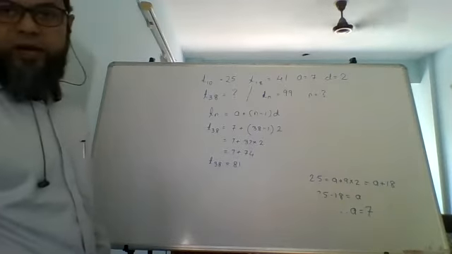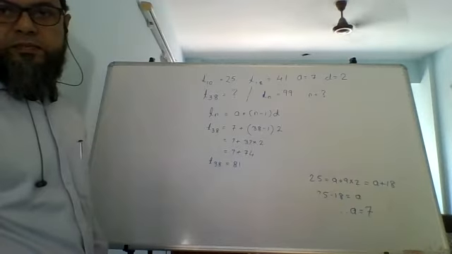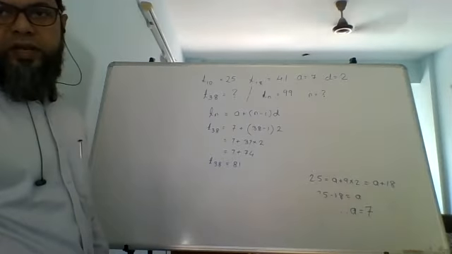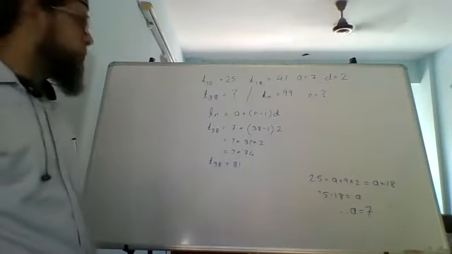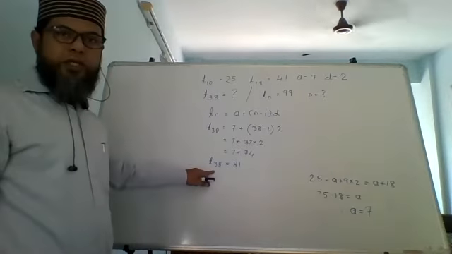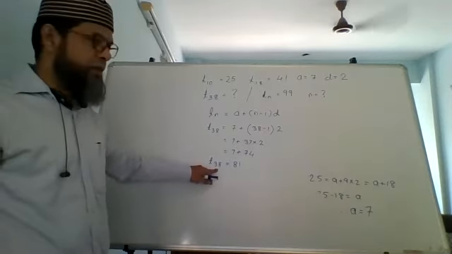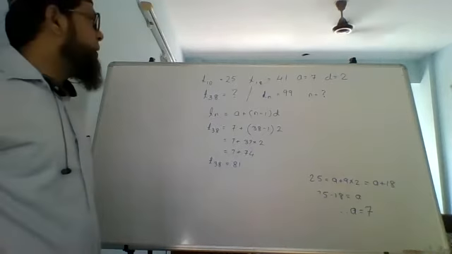T38 is 81, not 91. Zishan, it is 81. That's what happens when we go for speed. We make very silly mistakes which we should avoid. So T38 is 71, no, sorry, 81.